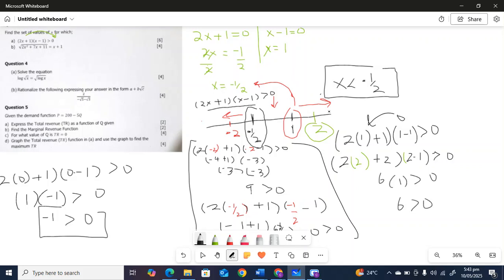So anything above 1 is going to hold the inequality true. So for values of x greater than 1, they will hold the inequality true. So these are your answers here. For any value of x less than negative half and any value of x greater than 1, they are going to hold the inequality true. Any questions?